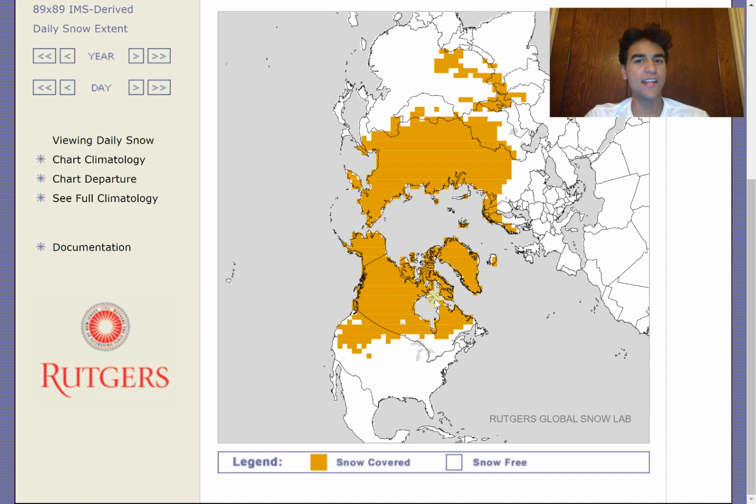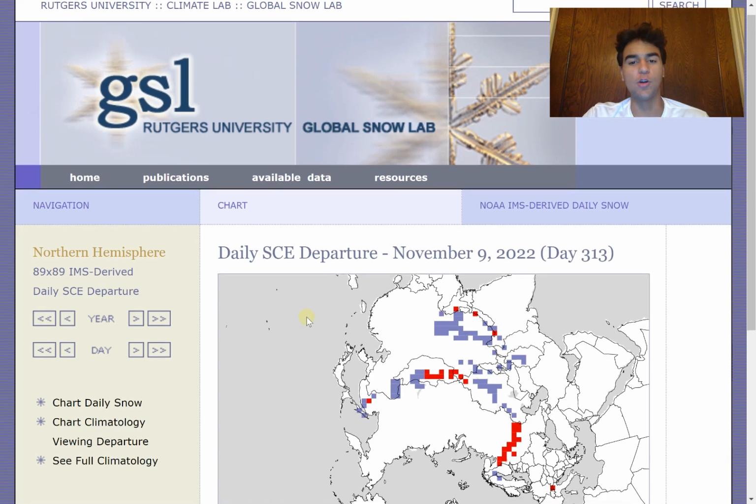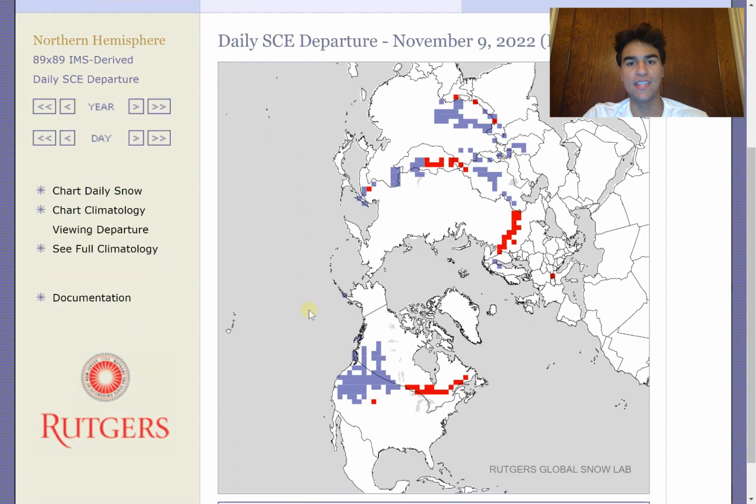So to begin, let's take a look at the daily snow extent, and as you can see, throughout the Northern Hemisphere, we're seeing a large area of snow cover extending from Canada and even into the United States, and comparing that to what's the typical average during November 9th, we see that there's a lot more snow than average throughout Canada and the United States and a large portion of Asia as well.